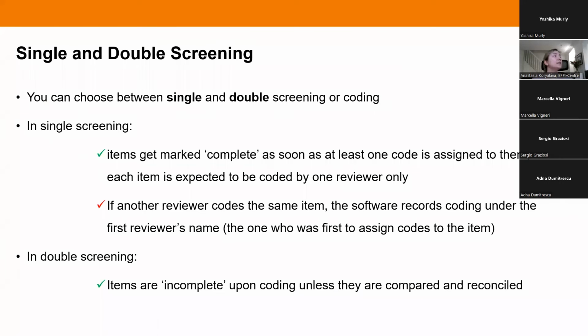Okay, you can choose between single and double screening in EPPI-Reviewer. So as I said, in single screening, items get marked as complete as soon as at least one code by one reviewer is assigned to them. However, it's not adapted for double screening. So another reviewer can't open the same item and add any coding to it. It will be added under the first reviewer's name. While in double screening, multiple reviewers can screen the same item, and all coding will be recorded under the correct name.